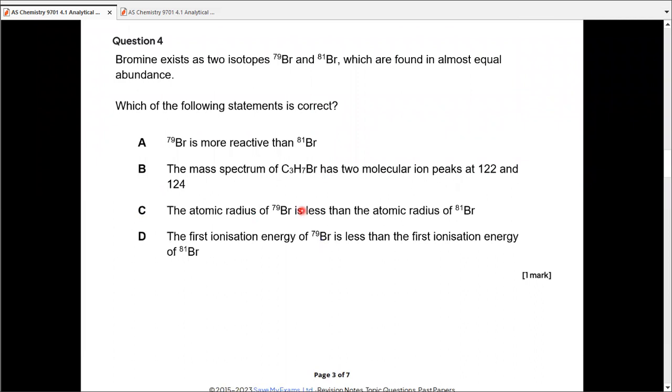Two isotopes, 79, and the reaction pattern.